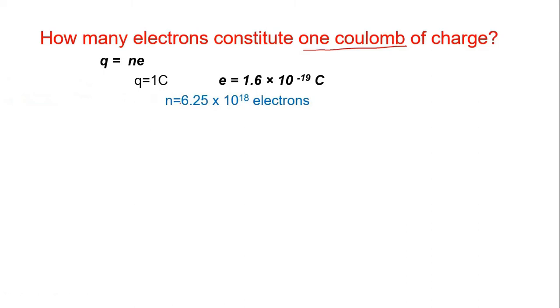By using the formula Q equals nE, in this particular formula, we have to put in the various magnitudes. In the given question, Q equals 1 coulomb. We have to compute the number of electrons for 1 coulomb. So, the value of Q will become 1 coulomb.